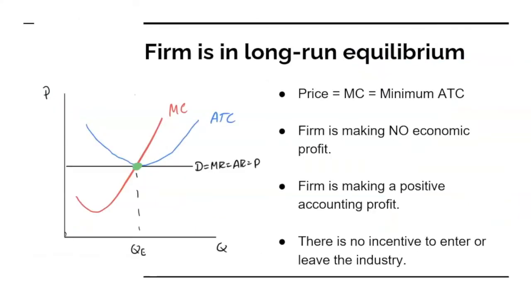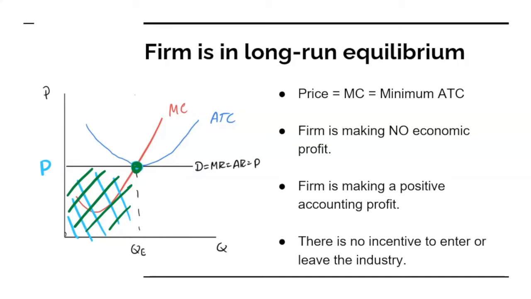Here, in the long run equilibrium, if you notice, at this point right here, the price, which is our demand curve, equals marginal cost, which equals the minimum of the ATC. And we know that the firm isn't making any economic profit, because remember, total revenue is just price times quantity, so this portion right here. But then here, we also have the cost right here. So the total cost and total revenue are exactly the same. So the firm is making no economic profit.